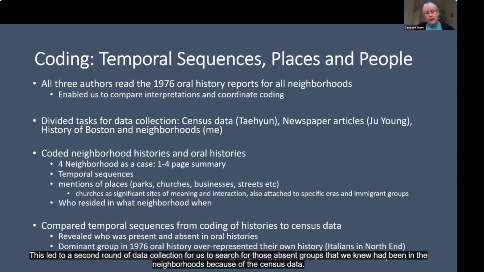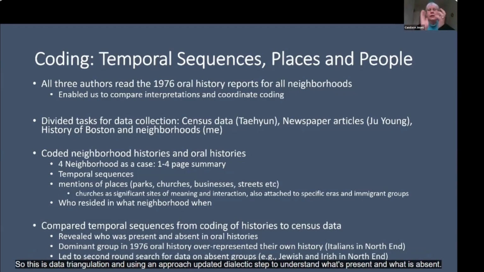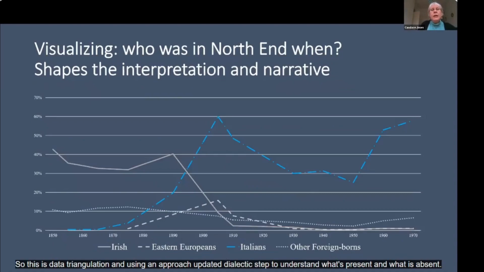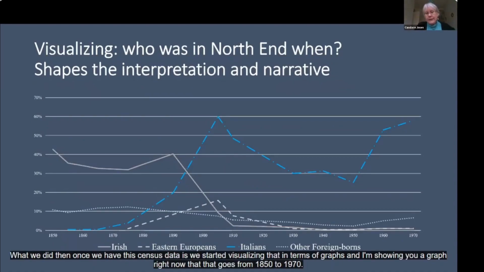This led to a second round of data collection for us to search for those absent groups that we knew had been in the neighborhoods because of the census data. So this is data triangulation and using an approach of data dialectics to understand what's present and what is absent. What we did then, once we had the census data, is we started visualizing that in terms of graphs. And I'm showing you a graph right now that goes from 1850 to 1970.